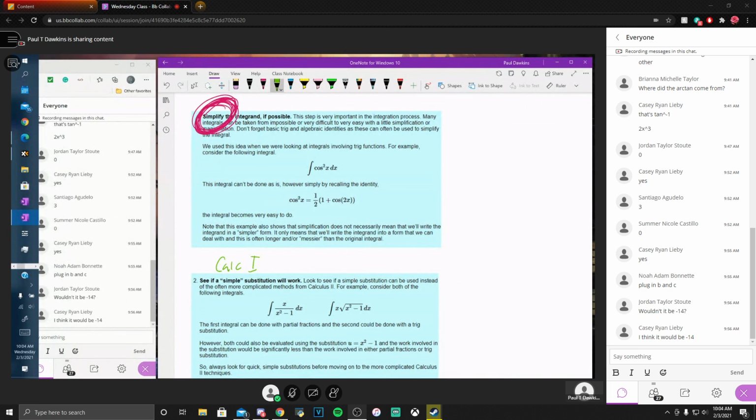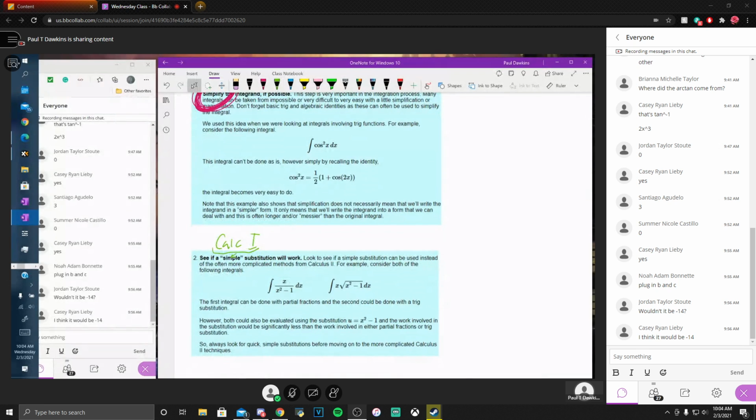See if a simple substitution will work, and by simple, what I mean is see if a Calc 1 substitution will work for you. Right now, in this class, when it comes to exams, I'll tell you right now, if you can find a Calculus 1 way of doing an integral, do it. It's simpler. It's easier. I have no problem with you doing that. If you catch a Calc 1 way of doing them, great.